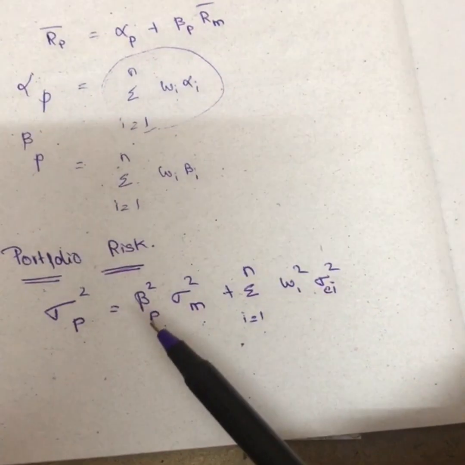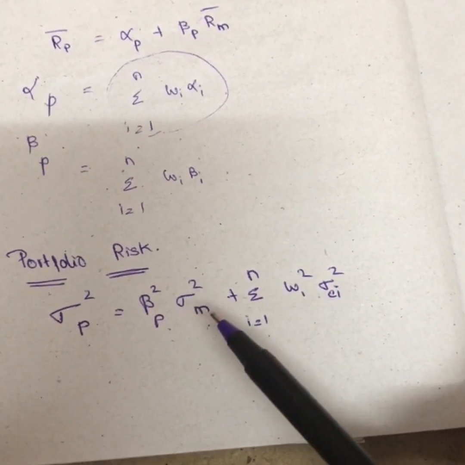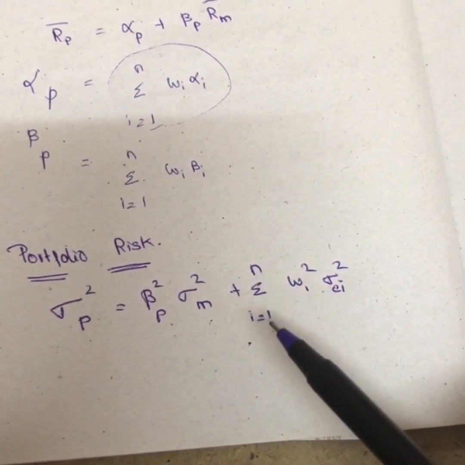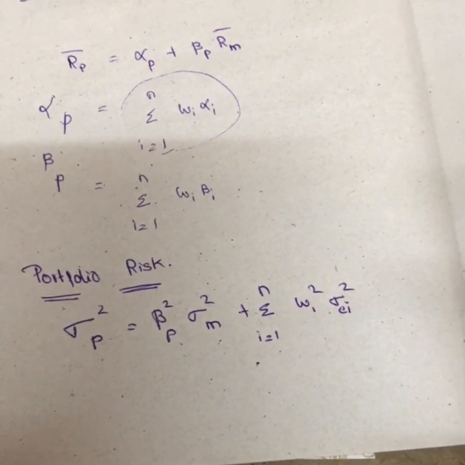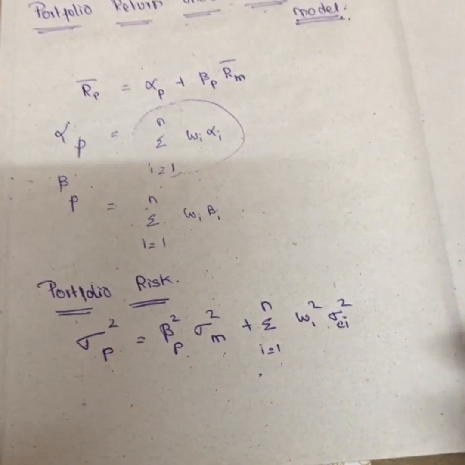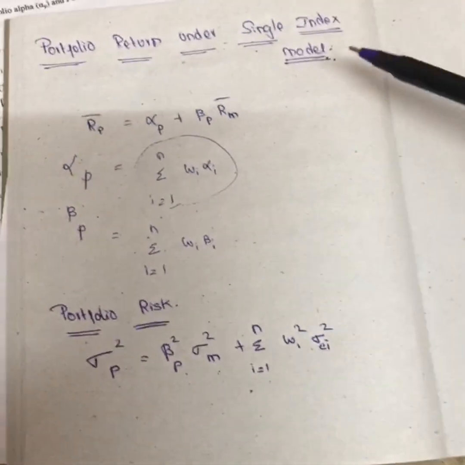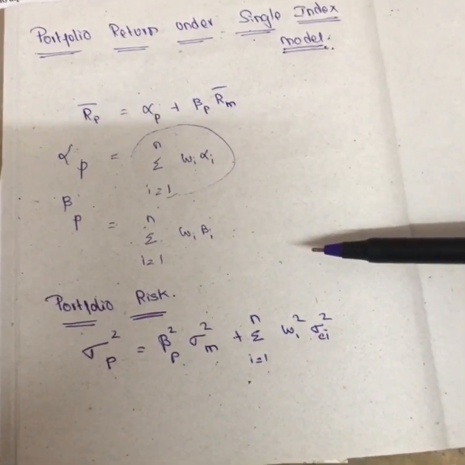So it is beta P square into variance of M plus the sum of i equals 1 to n of wi square into variance of ei square. That's it. This is the formula for your portfolio return and portfolio risk, girls.